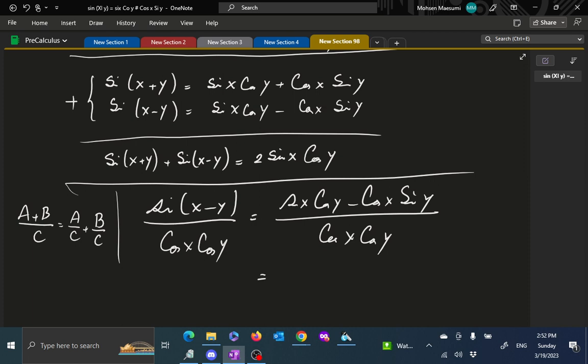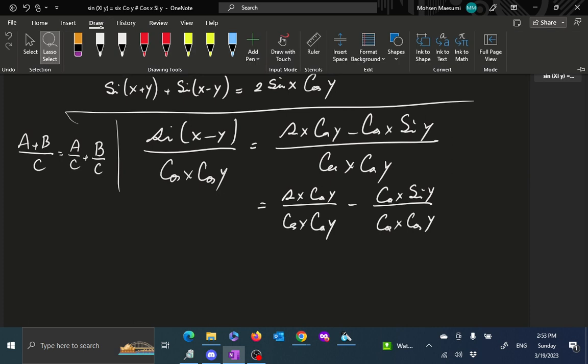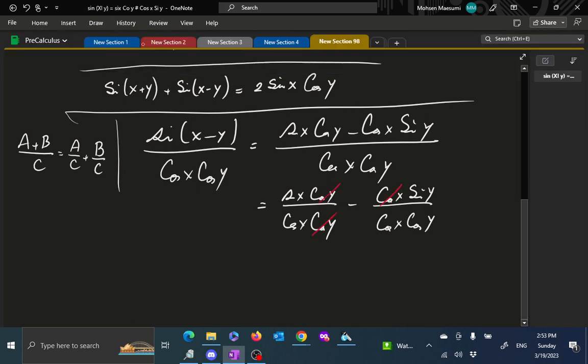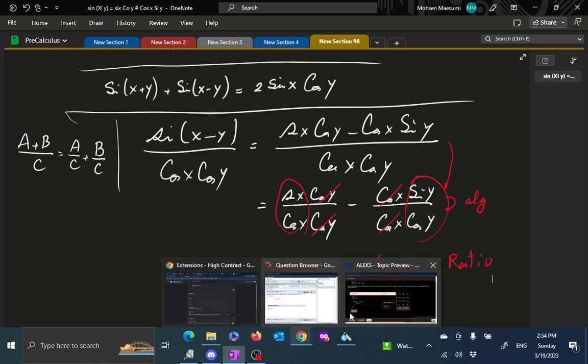So first I'm going to split my fraction. Sine of x cosine of y over cosine of x cosine of y minus cosine of x sine of y over cosine of x cosine of y. So that is the simplest kind of fraction decomposition. Then cosine cancels, this cosine cancels. So that activity will be algebra. So from here to here is algebra. The simplification is also algebra. Now I'm going to write sine over cosine. Well, that is tangent of x, and this is going to be tangent of y, and that's of course the ratio identities. We are applying ratio identities to do that. So now what is left is to actually do it here.